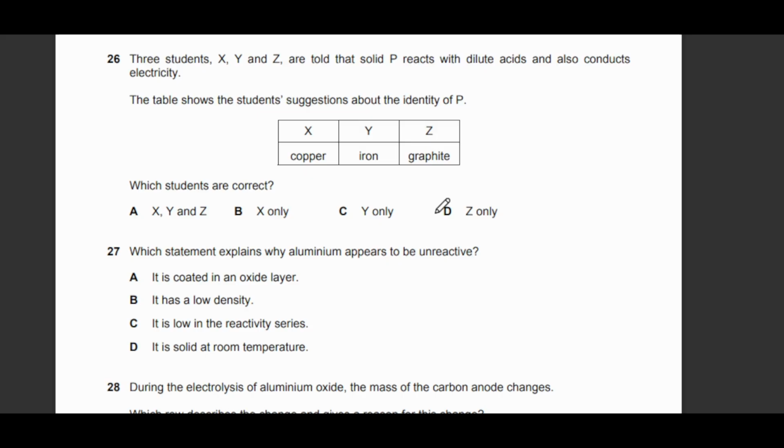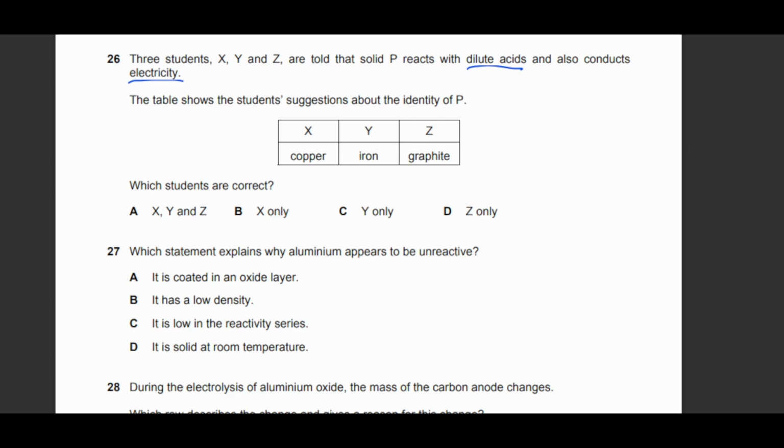26. Three students, X, Y, Z, are told that solid P reacts with dilute acids and also conducts electricity. The table shows the student suggestions about the identity of P. Which students are correct? So P reacts with acids and also conducts electricity.